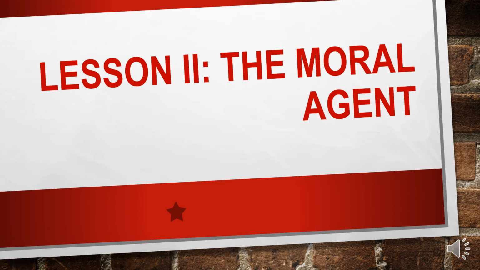Today we will be discussing the moral agent and the six stages of moral development by Kohlberg. A moral agent is a person who has the ability to discern right from wrong and to be held accountable for his or her own actions. Moral agents have a moral responsibility not to cause unjustified harm.